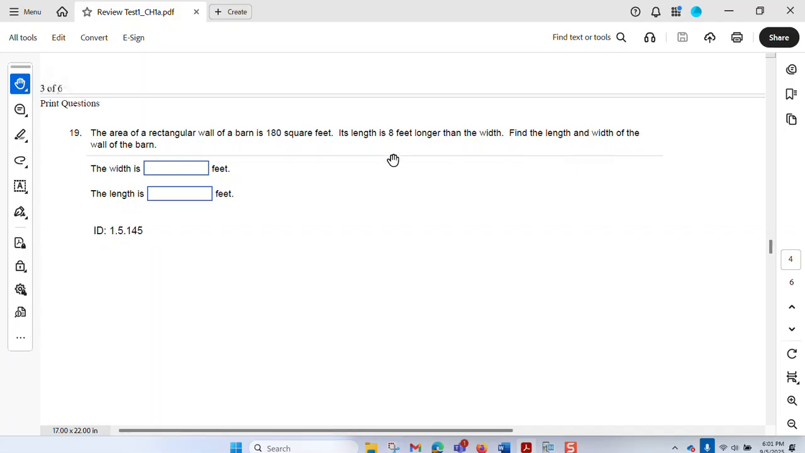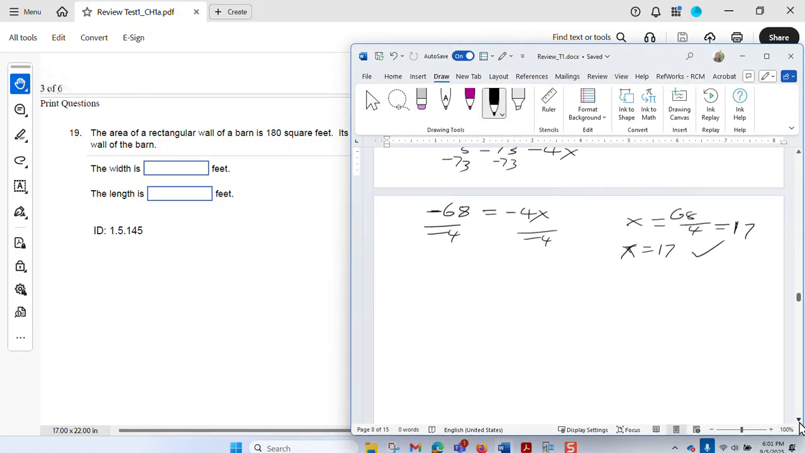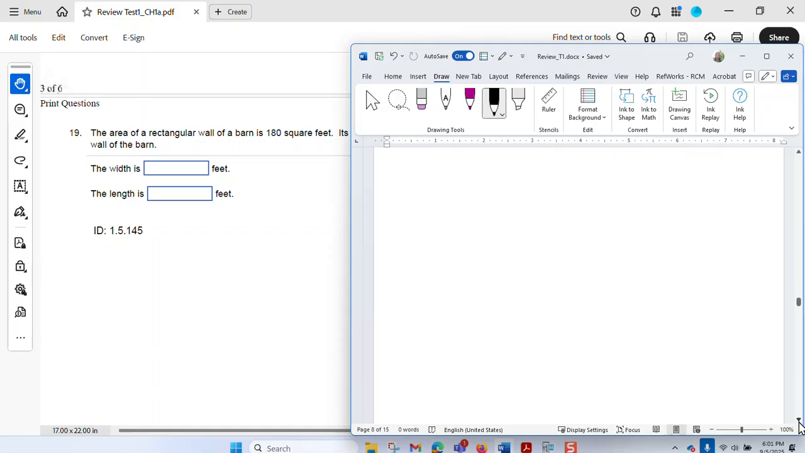So for this one you do have to know a little bit of the formula for the area. So, what is the rectangle area? Rectangular shape.